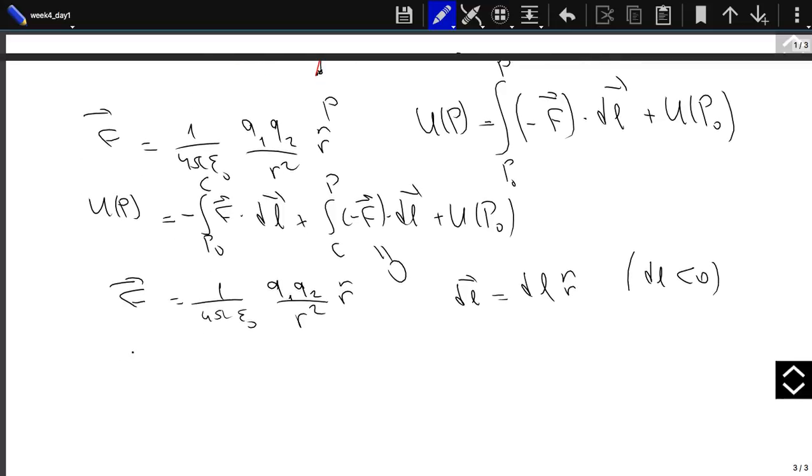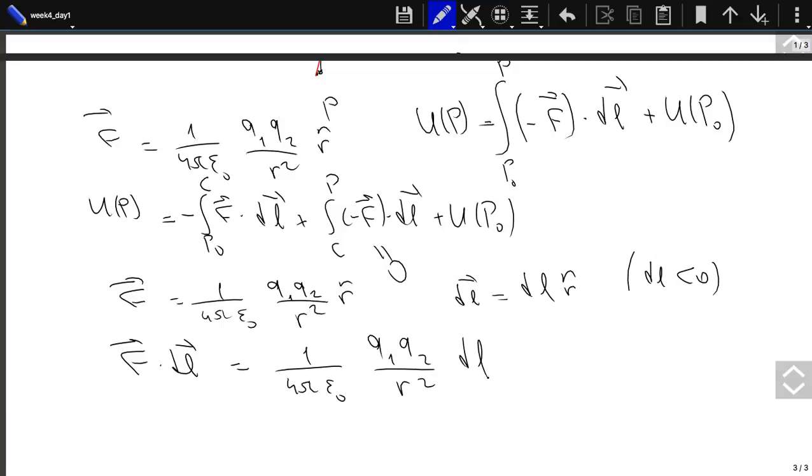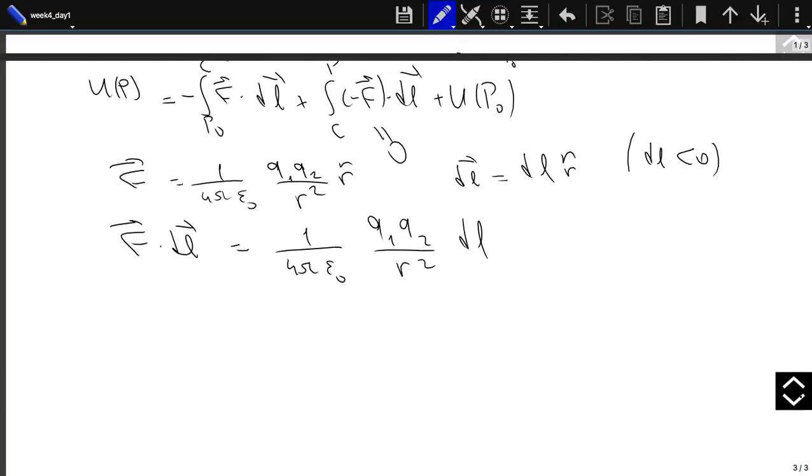Now, what is F dot dl? Sure, the direction is negative r hat. But if you take any vector and multiply it by a negative number, you obtain a vector whose direction is in the opposite direction. Now, F dot dl is 1 over 4 pi epsilon 0, Q1 Q2 over r squared times dl. Now I have to sum them all up.